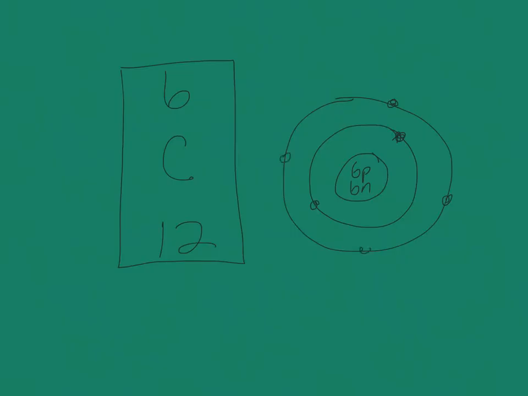Now, do you remember how many the second street can hold? Let's see, the first street can hold up to 2. The second level can hold up to 8. And the third level, which carbon doesn't have, can hold up to 18. So it only goes up to the second level, and carbon has only 4. How many does it want? It wants 8. And it's going to want to seek that stability from another atom that has electrons to share.